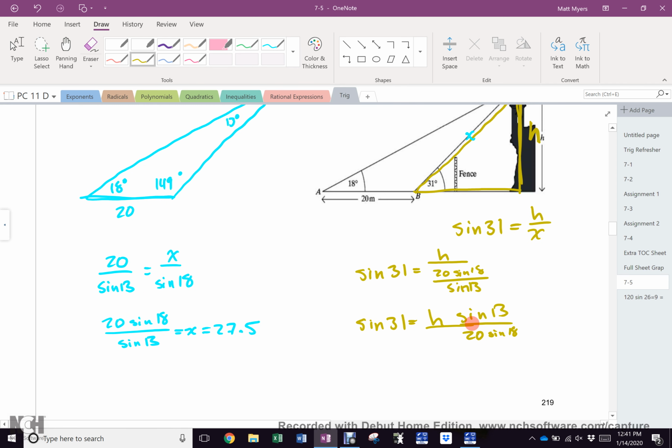Is everybody still with me algebraically? Just wait. Just wait. I told you I'm going somewhere. Now what do we do to get rid of this?